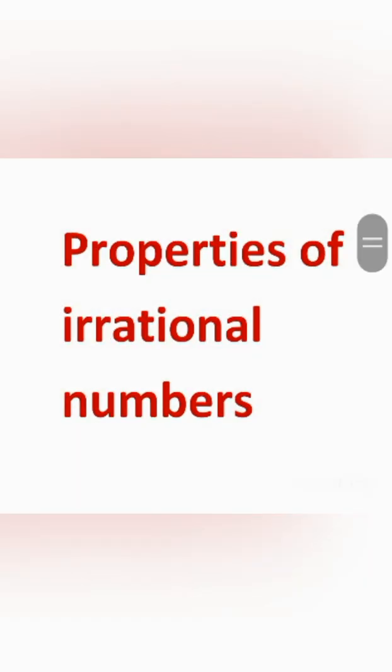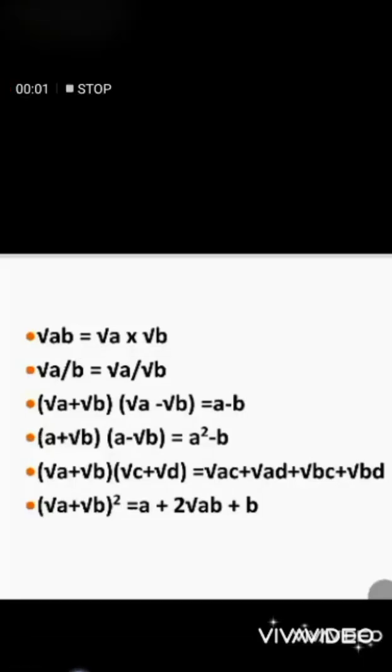Let us discuss the next topic, properties of irrational numbers. Let a and b be positive real numbers. First property, root over ab is equal to root a into root b. Root over a by b is equal to root a by root b. Next, third property, root a plus root b into root a minus root b. This is in the form of a plus b into a minus b, which is a square minus b square.